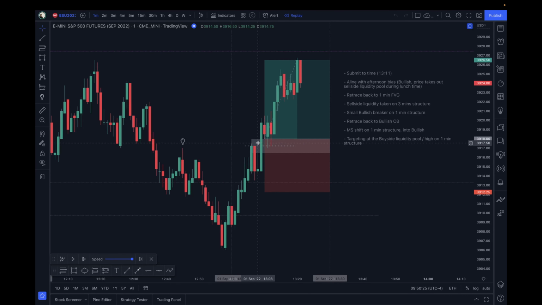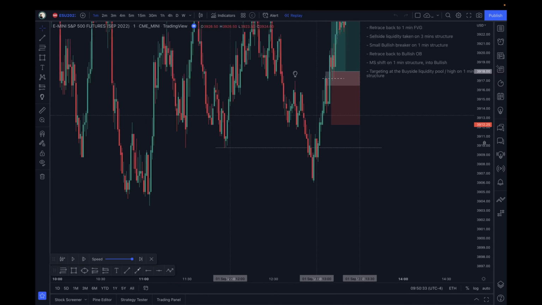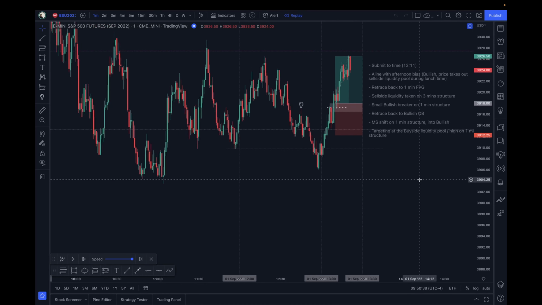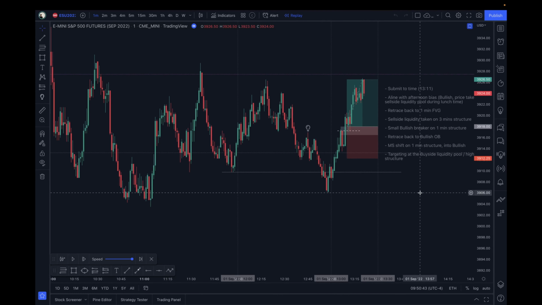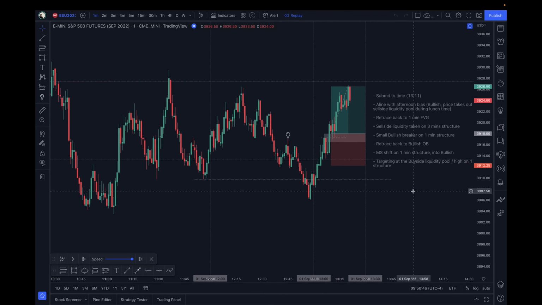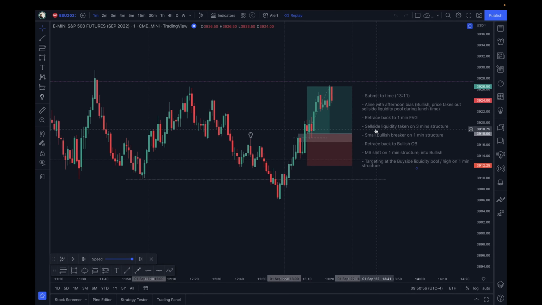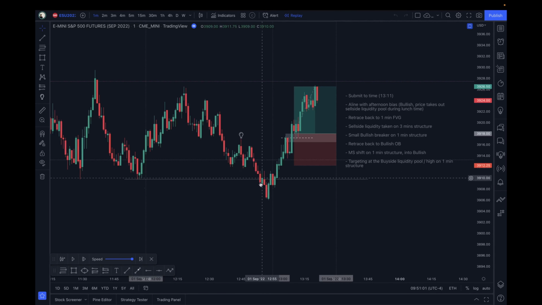Price retraces back to the 1 minute fair value gap, aligned with afternoon bias, because we reached our daily target right here, and it's likely the price will reverse to the upside, which is the distribution in power 3. So align with afternoon bias, which is bullish. Retrace back to 1 minute fair value gap right here. Sell side liquidity taken on 3-minute structure. Taken.